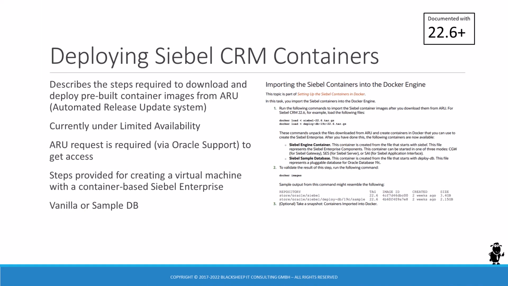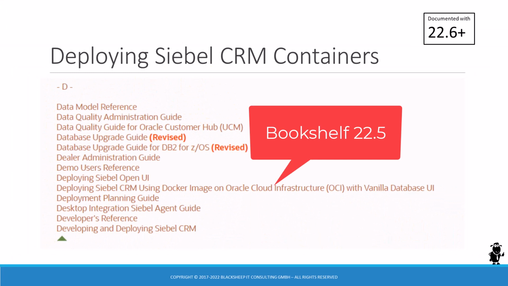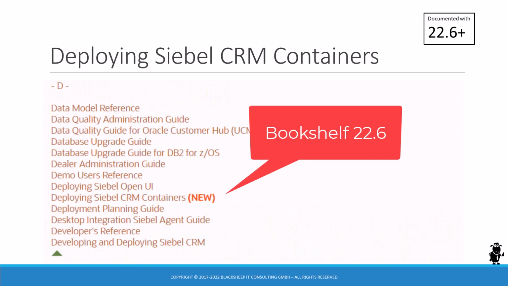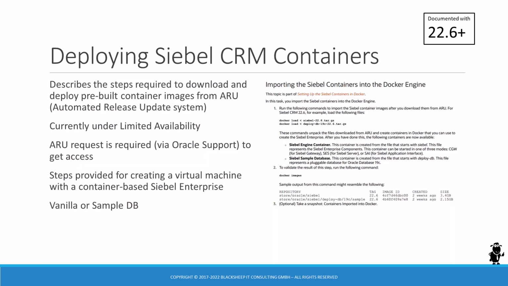This document describes the steps to download and deploy pre-built container images from Oracle's ARU, Automatic Release Update system, which was formerly available on My Oracle Support only. Pre-built container images are currently under limited availability, and an ARU request is required via Oracle Support to get access. The new bookshelf guide takes the place of the OBE, Oracle by Example document for deploying Siebel CRM using Docker images on Oracle Cloud Infrastructure (OCI). This container option, also referred to as OCI Marketplace Image, has been removed from OCI earlier this year.